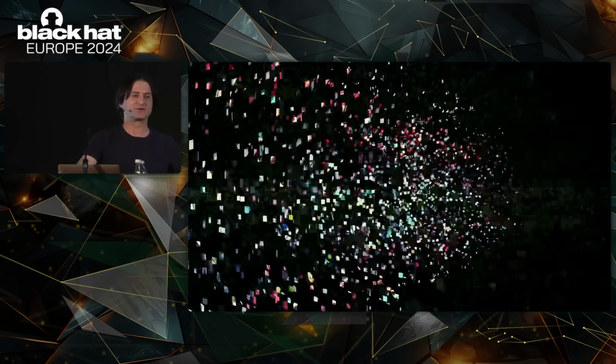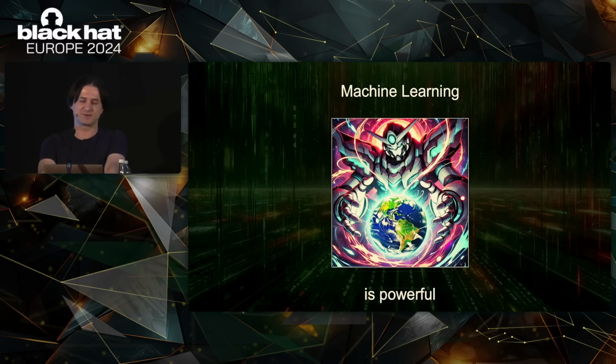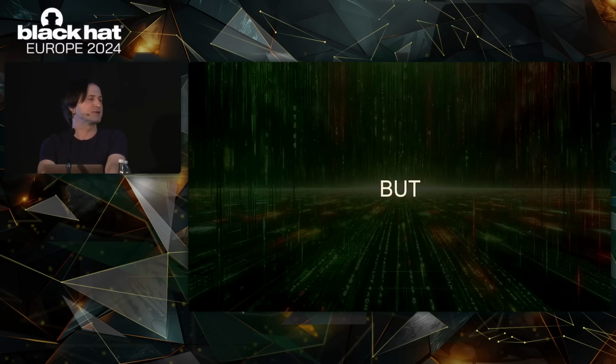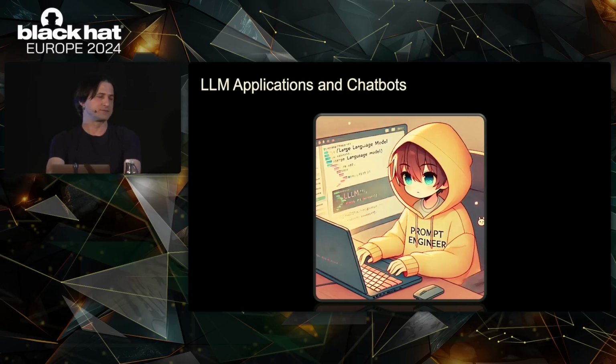Let's talk about machine learning. We know machine learning is really powerful, right? It can do these amazing things like image recognition, text generation, image generation, but it is also extremely brittle. What do I mean by that? The answer that we just saw, 1 plus 1 is 42. These language models or machine learning models make mistakes really easily, and this is especially true if there's an adversary in the loop. And how does this apply to large language model applications and chatbots?